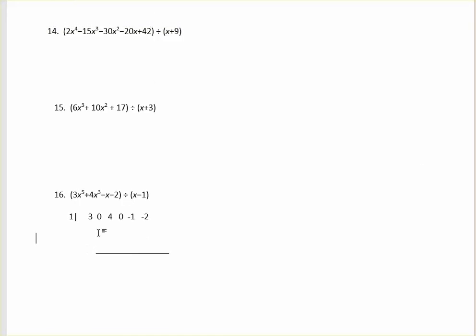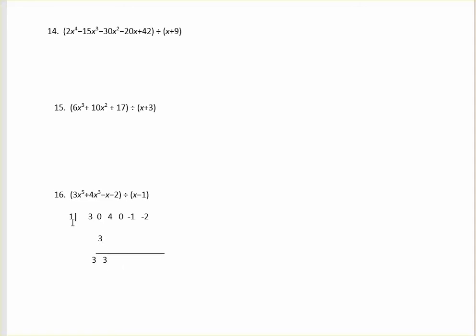Okay, then the first one that you do is you bring down the 3 straight down. So the 3 will come straight down here. And then we take our 3 and we multiply it by our 1. And that will go under the 0 term. 3 times 1 is 3. Then we combine. 0 plus 3 is 3.